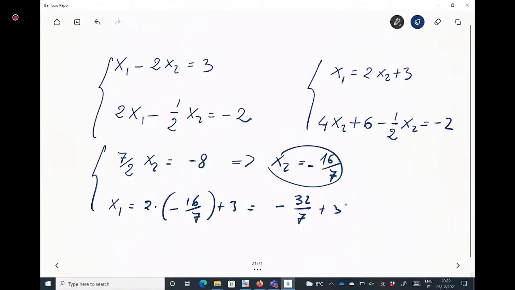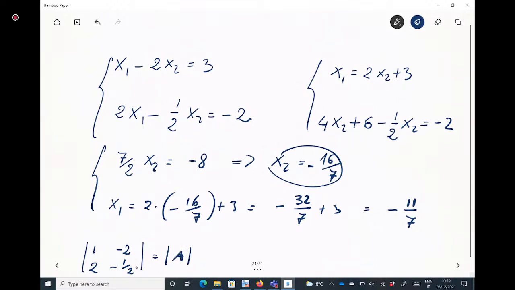Three is 21 over 7, so minus 32 plus 21 is, if I'm not wrong, minus 11 over 7. Is that okay? Now, go back to the coefficient matrix. 1, minus 2, 2, minus 1/2. Compute the determinant of this, which is the determinant of our matrix A.